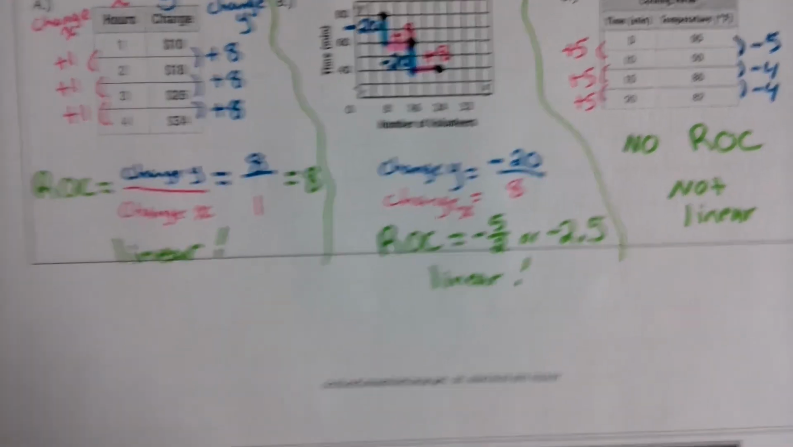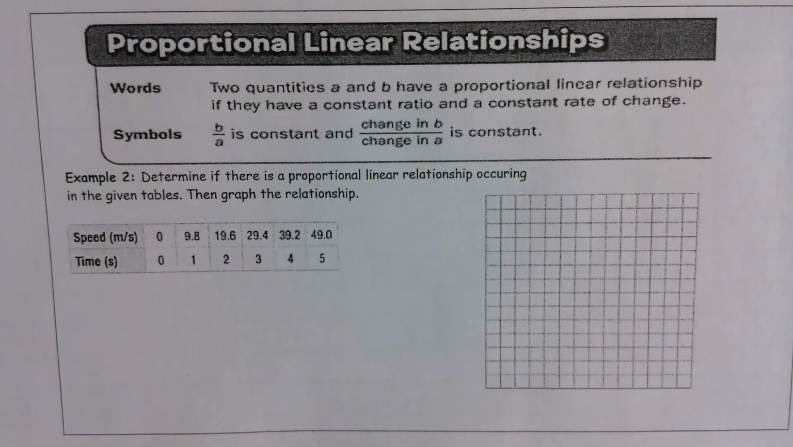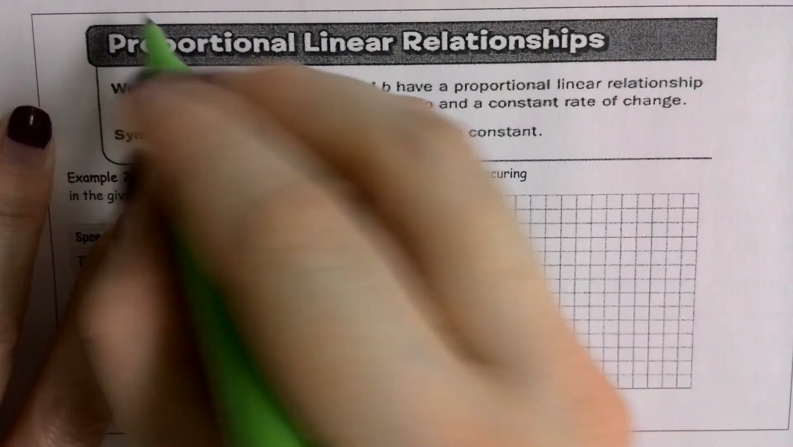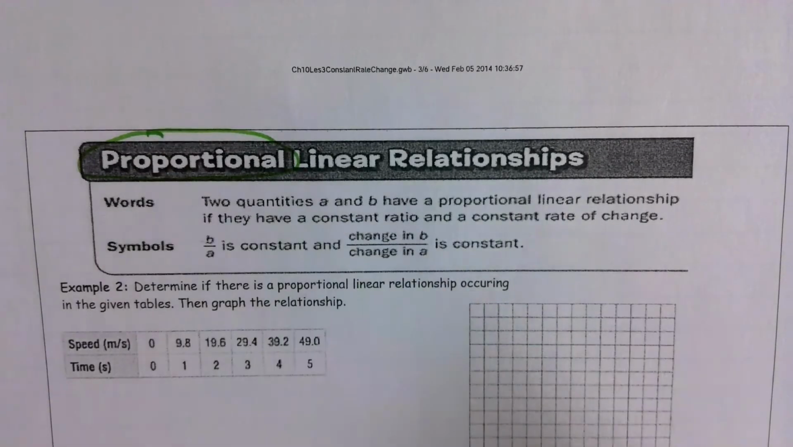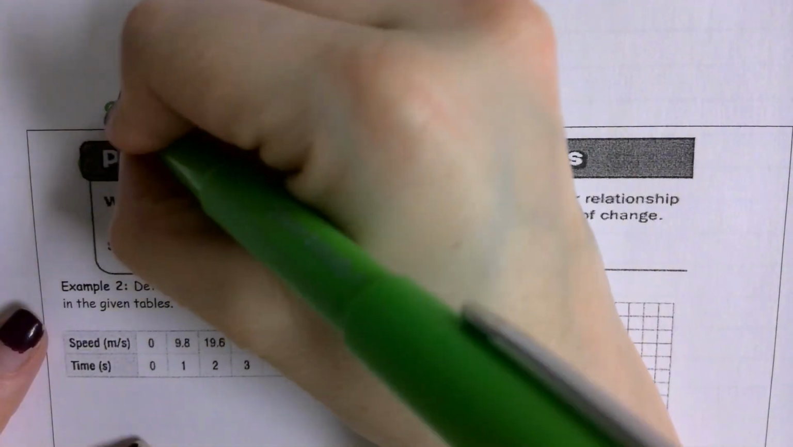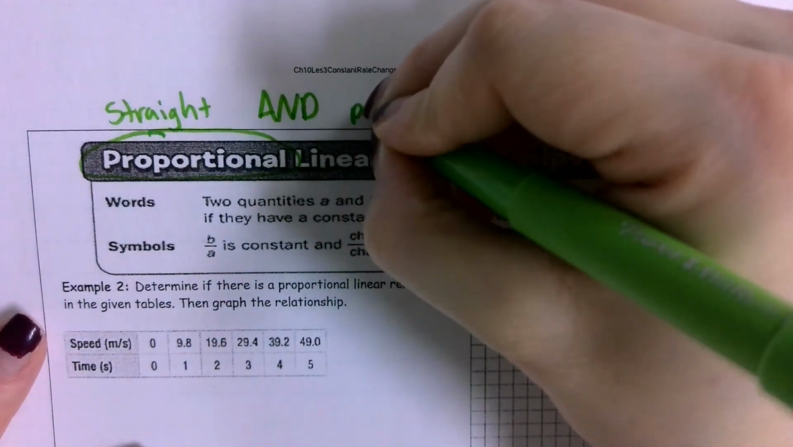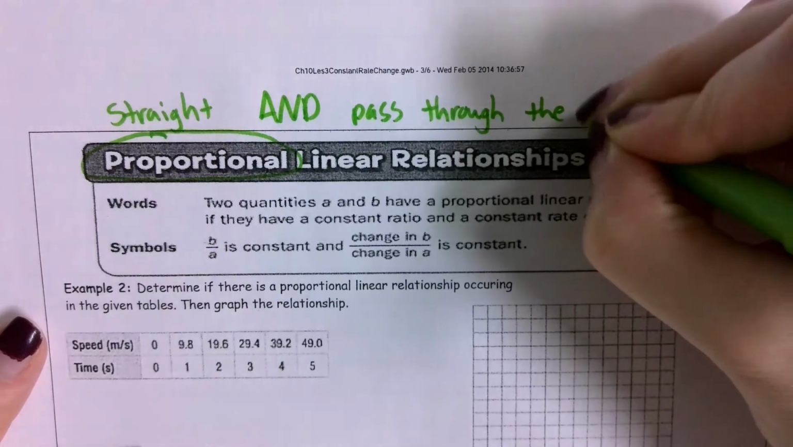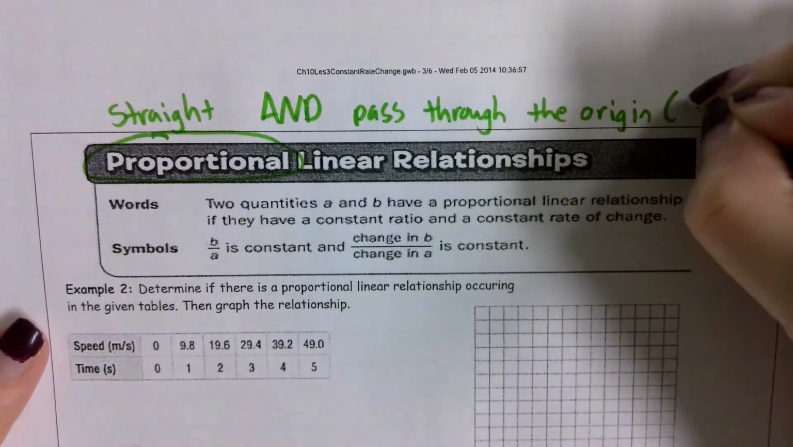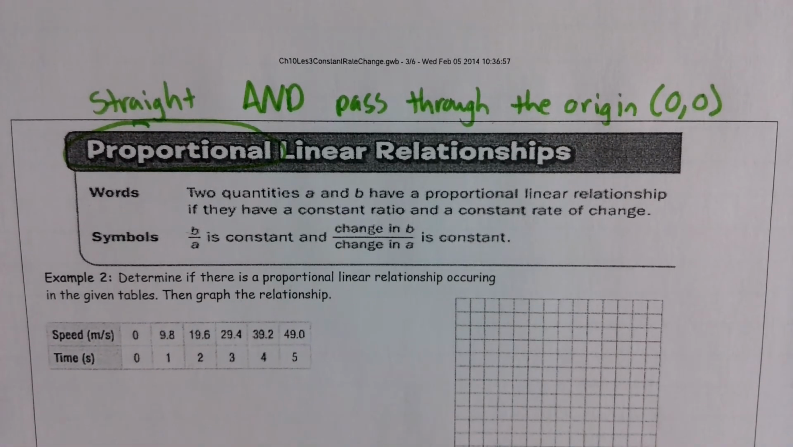Let's take a look at the bottom, talking about proportional linear relationships. In order for it to be a proportional linear relationship, not only does it have to be a straight line, right? It needs to be straight, and it needs to pass through the origin, which is what point? 0, 0. Good. Has to be a straight line, has to pass through the origin at 0, 0.